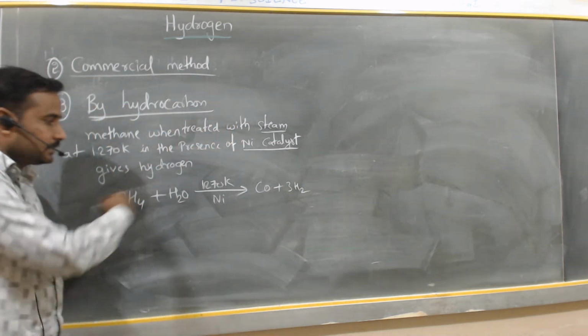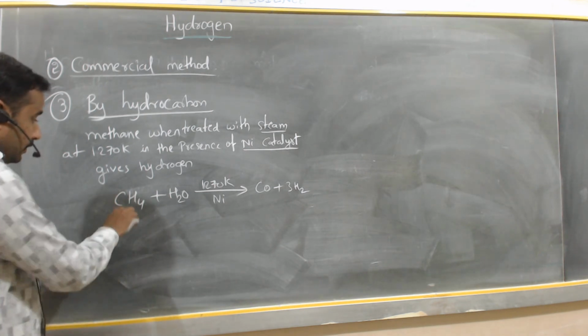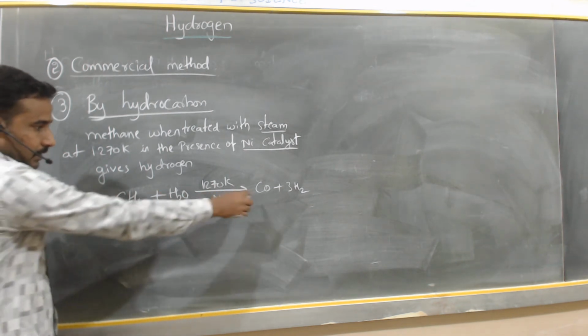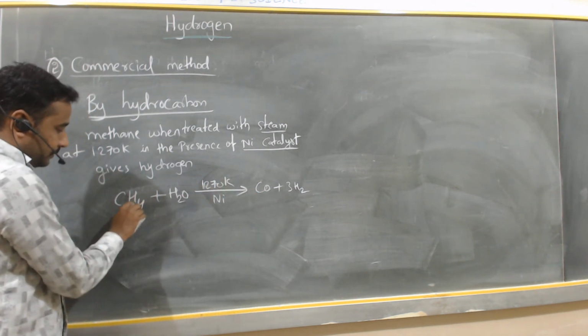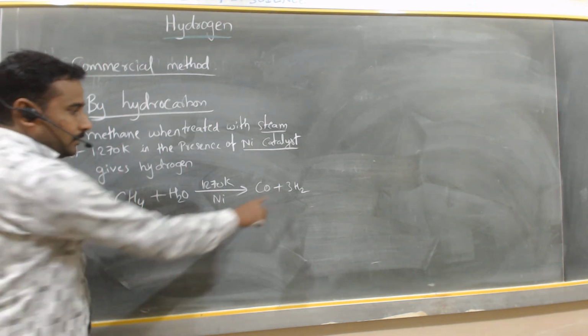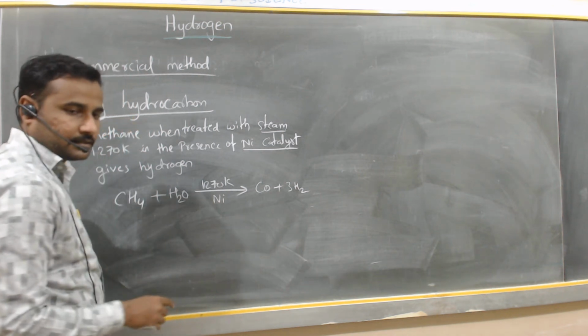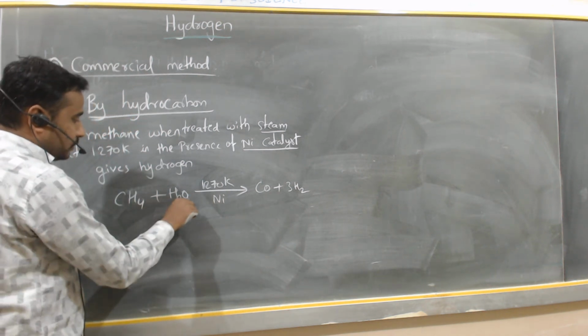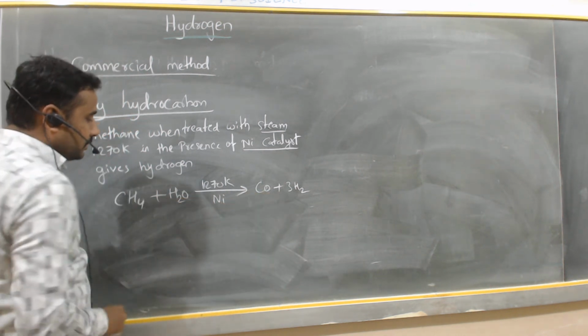Now check whether this reaction is balanced or not. Carbon, only one is there, here also I have written 1. Hydrogen, here 4 plus 2, 6. 3 into 2, 6. 6 hydrogens completed. Next, 1 oxygen, here 1 oxygen is there.